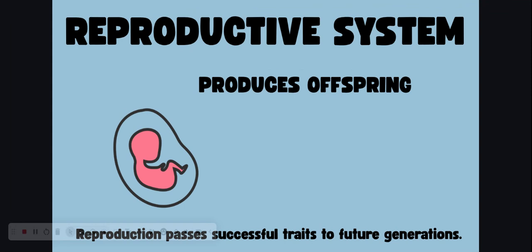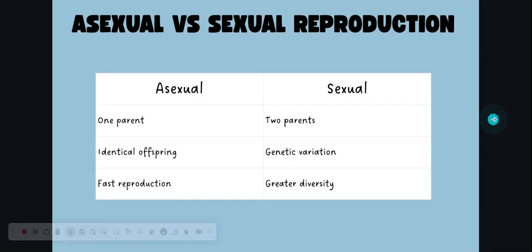The reproductive system. The reproductive system allows organisms to produce offspring. This is important because reproduction passes traits from parents to offspring. These traits help determine how well offspring survive.